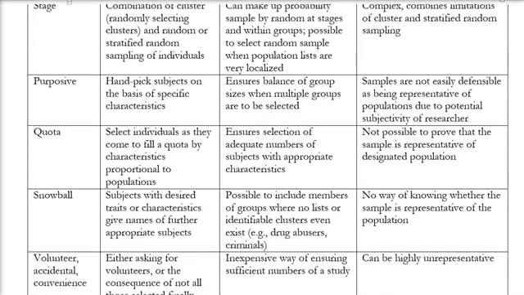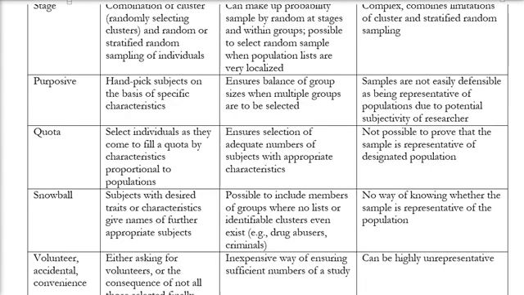Now coming to purposive sampling. Purposive, for a specific purpose. So we just look at a particular type of population and then we select them. Advantage: ensures balance of group sizes when multiple groups are to be selected. But the disadvantage is that samples are not easily defensible as being representative of the population due to potential subjectivity of the researcher. So the researcher has subjectivity because we are just selecting a few samples that we think will give us the desired result. So it is not a good thing.